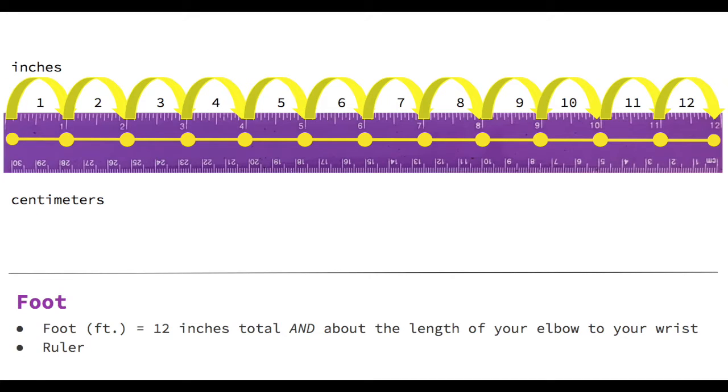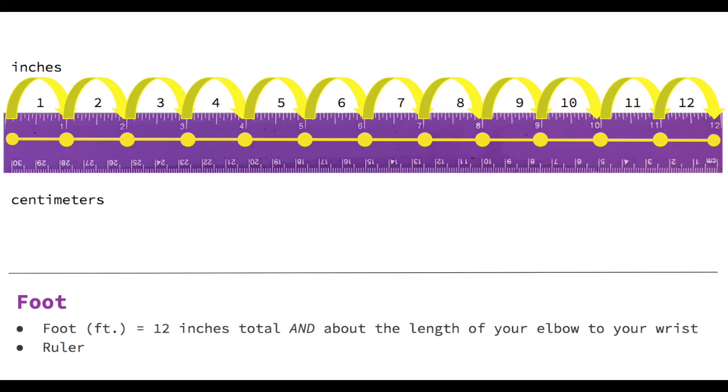The next word we have in our important vocabulary today is foot. Can you say foot? Nice job. Now, foot can be abbreviated with two letters also, F-T period. And an abbreviation, or FT period, is just a faster way to write foot. Now remember, a foot is equal to 12 inches total, and it's also about the length of your elbow to your wrist. We measure feet using a ruler.